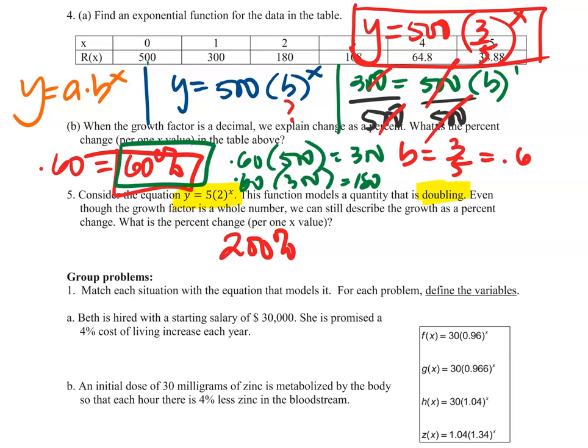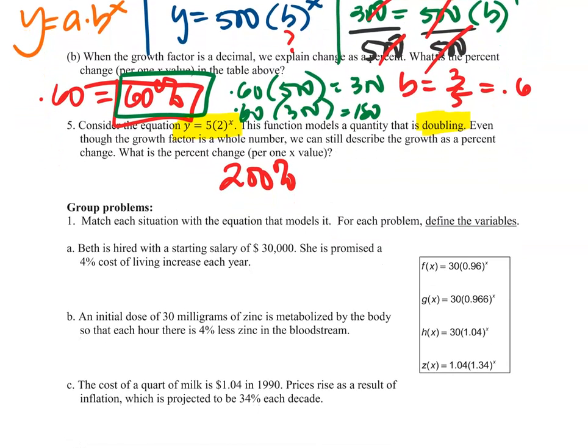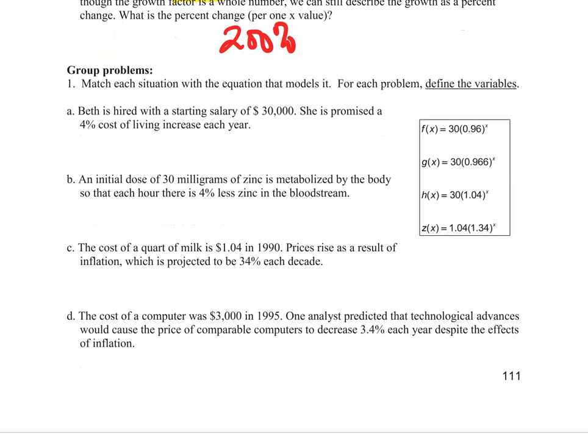Alright, that's the end of activity 2, but you can see some group problems here. Maybe let's do this. Match each situation with the equation that models it. For each problem, define the variables. Let's match each situation with the equation here, and I'll let you work on defining the variables, okay? Letter A, Beth is hired with a starting salary of $30,000 and she is promised a 4% cost of living increase each year.